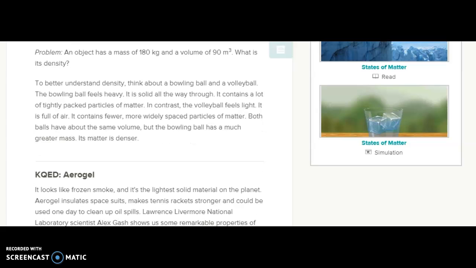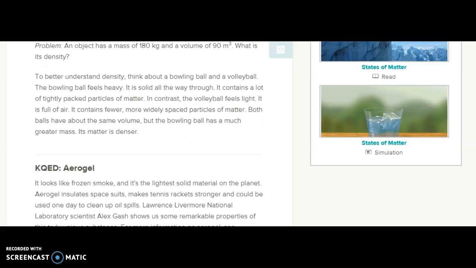To better understand density, think about a bowling ball and a volleyball. The bowling ball feels heavy. It is solid all the way through. It contains a lot of tightly packed particles of matter. In contrast, the volleyball feels light. It is full of air. It contains fewer, more widely spaced particles of matter. Both balls have about the same volume, but the bowling ball has a much greater mass. Its matter is denser.